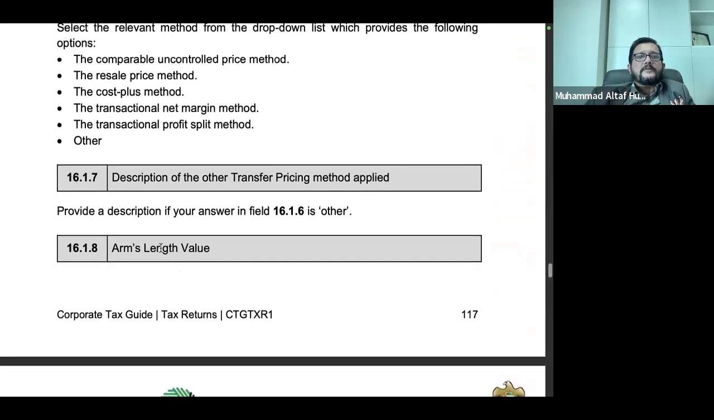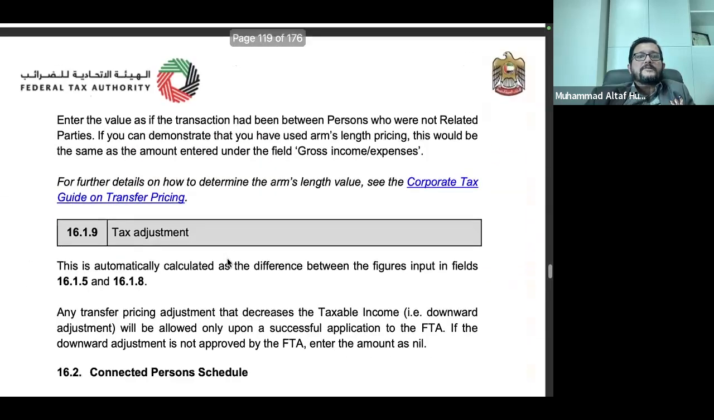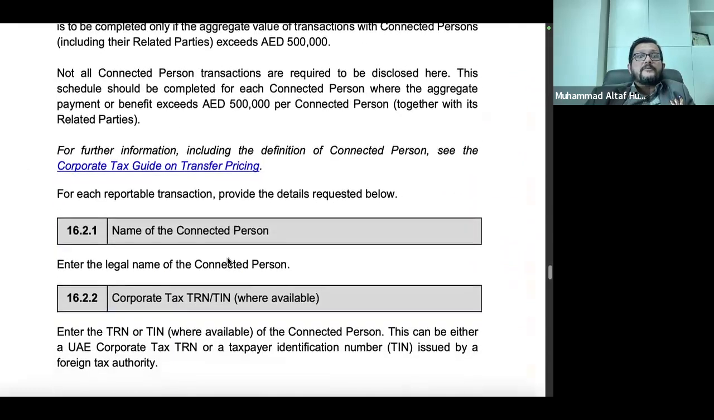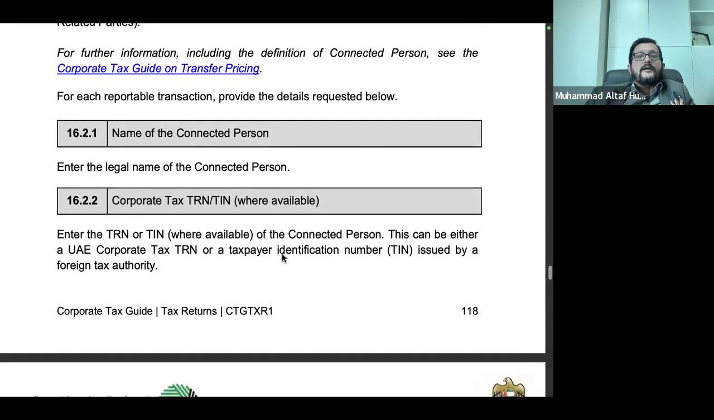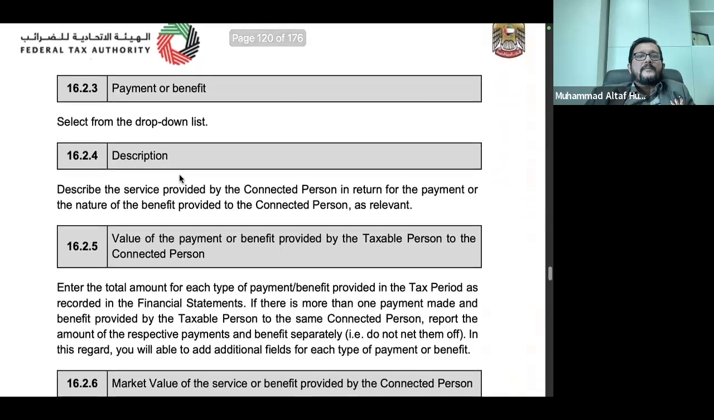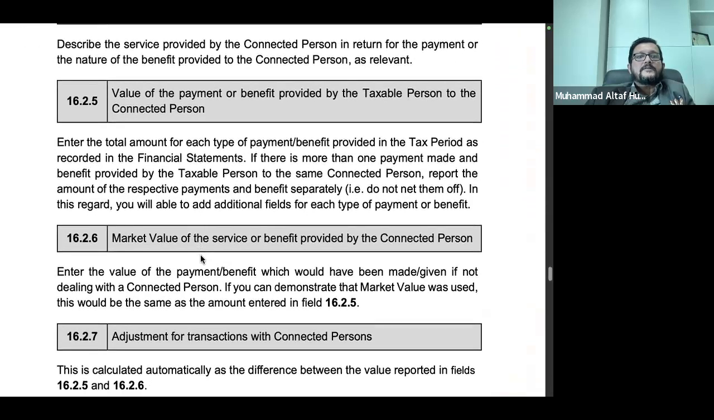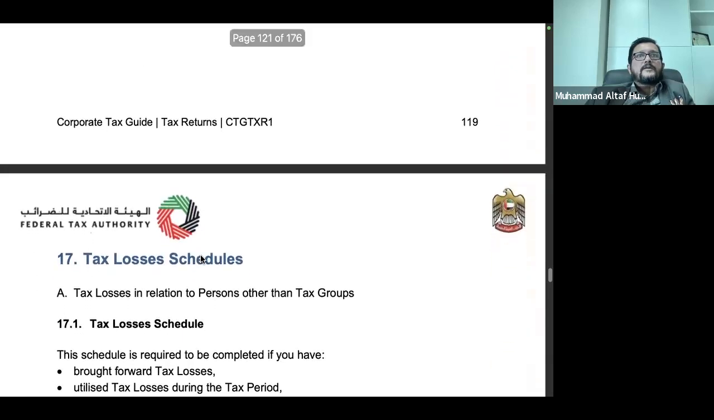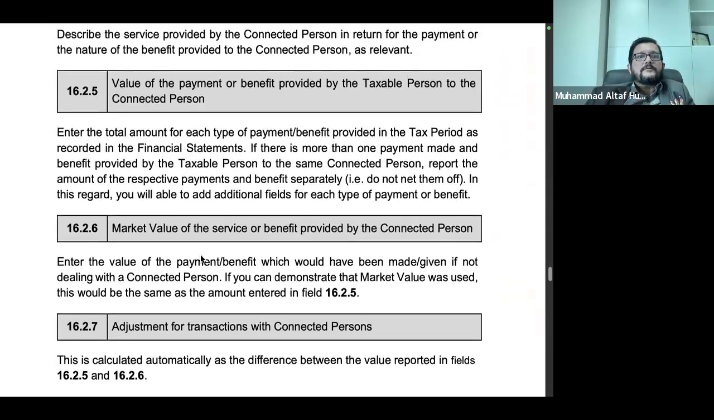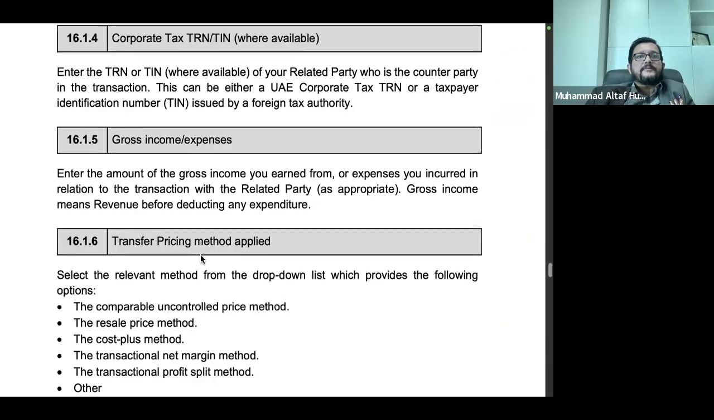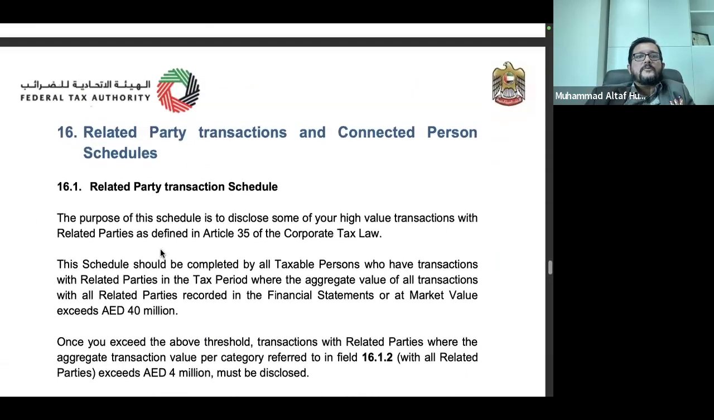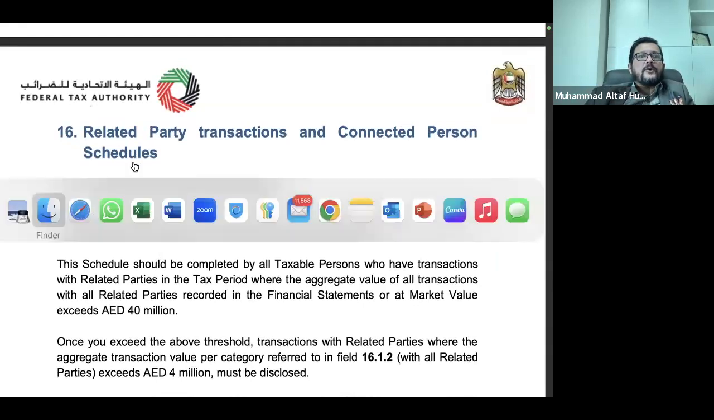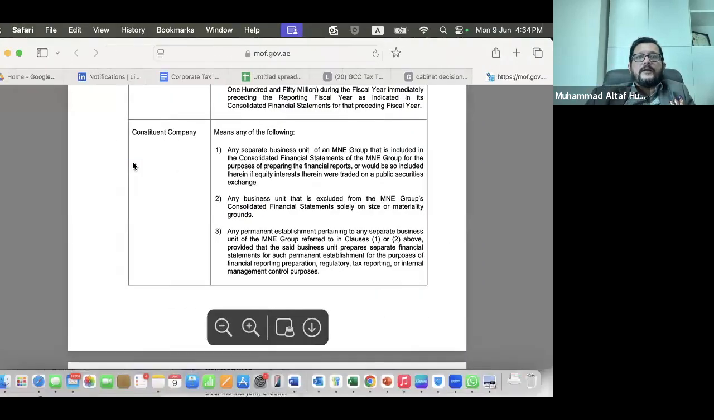Description of the transfer pricing method applied, arm's length value, all of these tax adjustments, all of these we have to provide. Name of the connected person, TRN, payment benefit description. This is all transfer pricing disclosure. Okay, so it is part of the return, module number 16 within the corporate tax return. This is all related to transaction and connected person schedules. So for small entities, we will have to do this only.